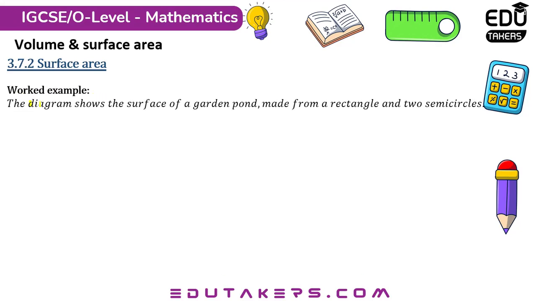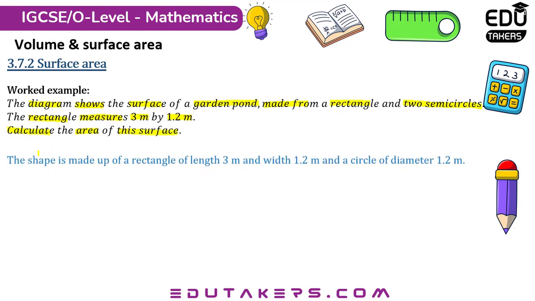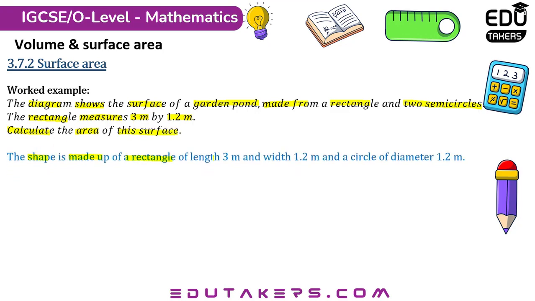Worked example. The diagram shows the surface of a garden pond made from a rectangle and 2 semicircles. The rectangle measures 3 meters by 1.2 meters. Calculate the area of this surface. The shape is made up of a rectangle of length 3 meters and width 1.2 meters and a circle of diameter 1.2 meters. Calculate the area of the rectangle by A equals length times width. A is equal to 3 times 1.2. A is equal to 3.6.